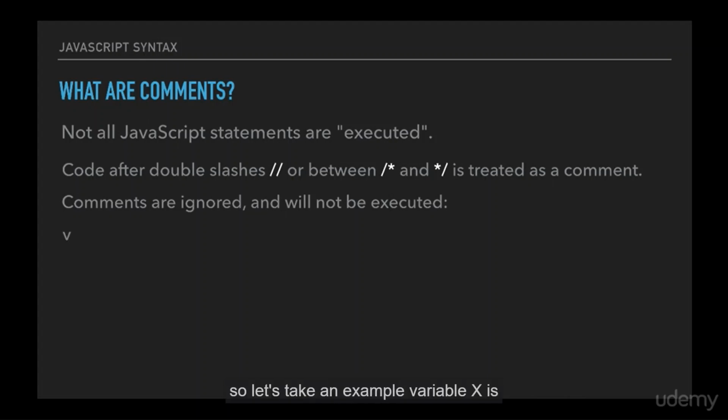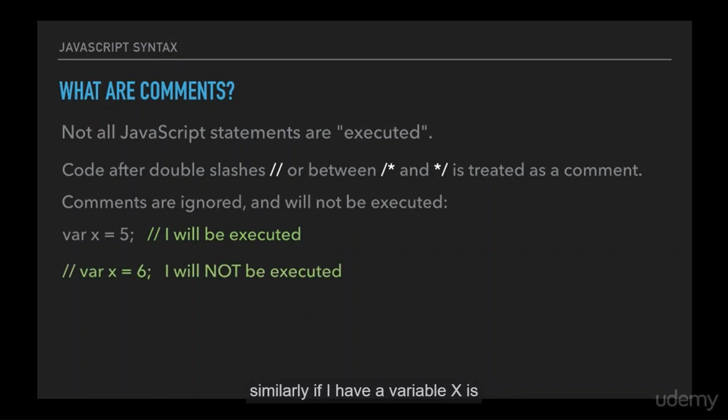So let's take an example. var x = 5 // and whatever comes after that slash will not be executed. But var x = 5 will be assigned a value of 5. Similarly, if I have var x = 6 after the double slash, there will be no variable created and it will not be executed. So the entire line will be considered as a comment.